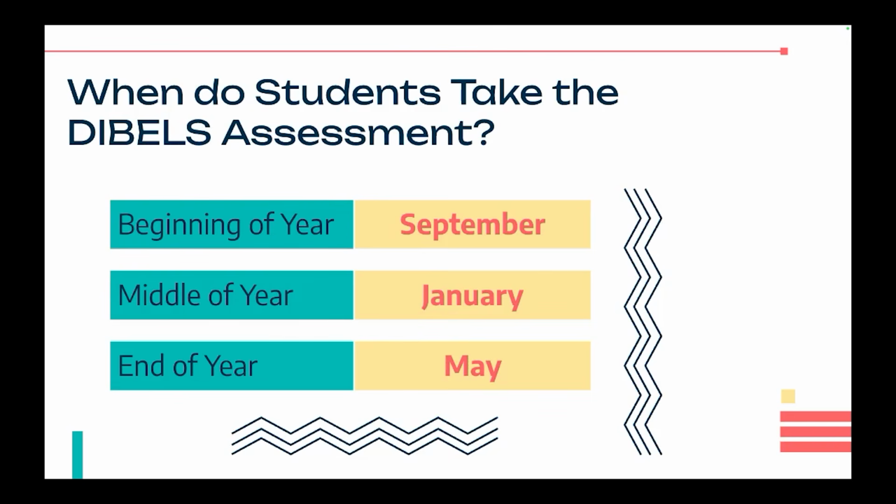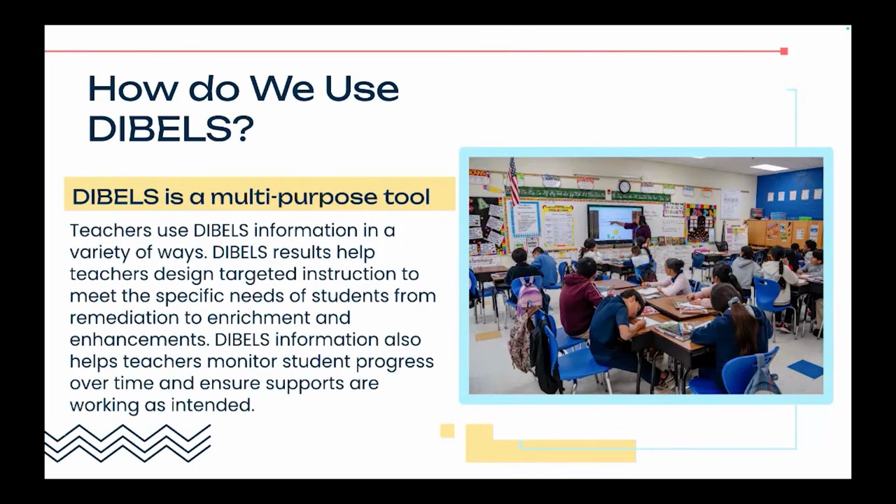In CMS, all kindergarten through third grade students take the DIBELS assessment 3 times per year, once in the fall, once in the winter, it's happening right now actually, and once in the spring. So how do we use DIBELS? Well, it is a multi-purpose tool. Teachers use the DIBELS information in a variety of ways. The DIBELS results help teachers design targeted instruction to meet the specific needs of students, from remediation to enrichment and enhancements. The DIBELS information also helps teachers monitor student progress over time and ensure supports are working as intended.